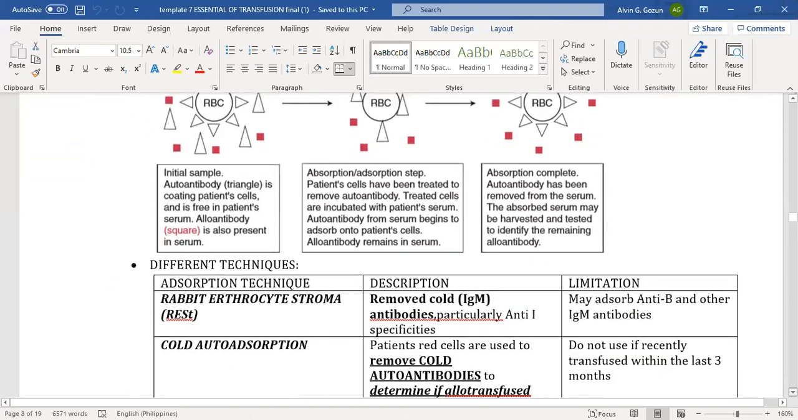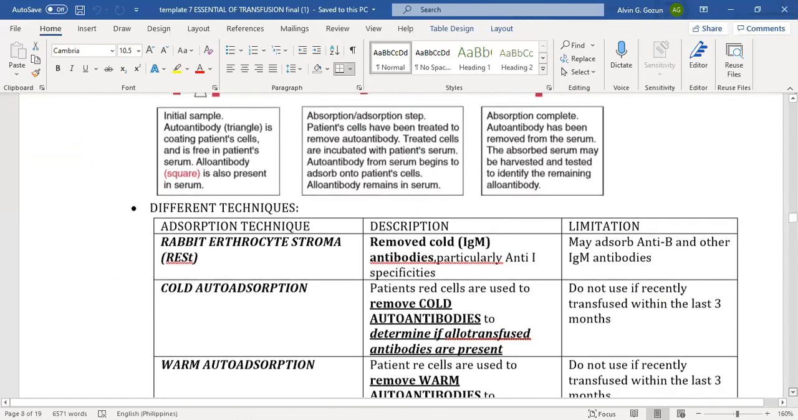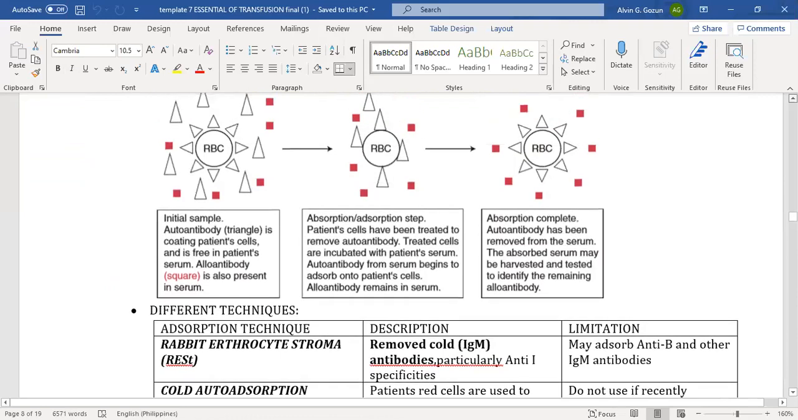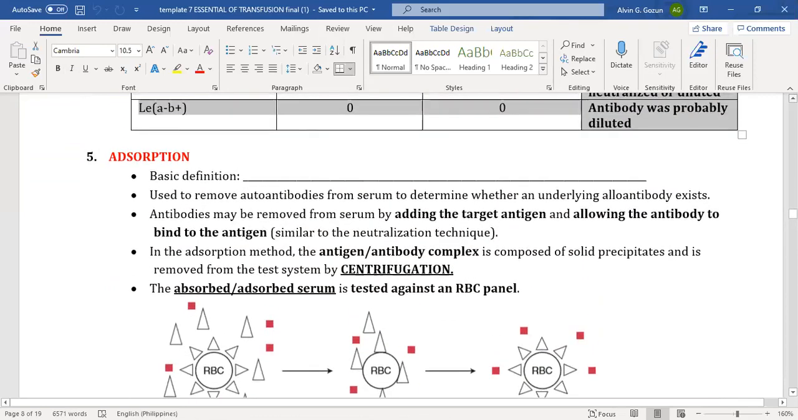Next, this is important, it always comes out. Adsorption technique. Okay, let's start. So, what is the basic definition of adsorption? Anyone? Guys, basic definition of adsorption? Adherence to the surface. Adherence to the surface, sir.